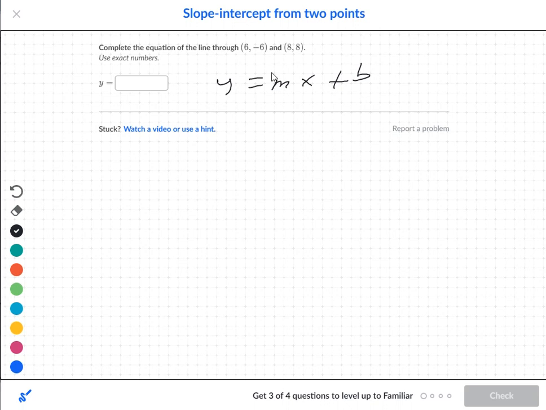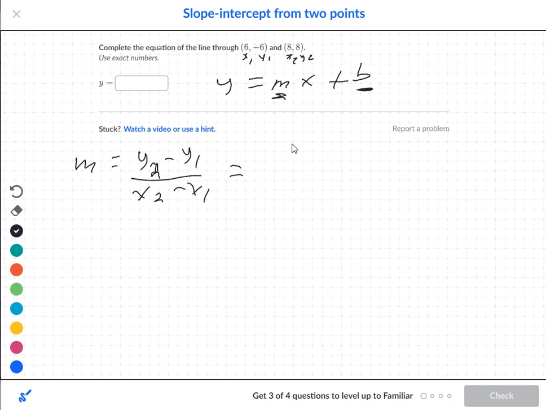So the m is going to become a number and the b is going to become a number. Now for us to find the m, what we do is we say this is x1, y1, x2, y2. So I'm going to use the formula y2 minus y1 over x2 minus x1. So that should be y2 minus y1.